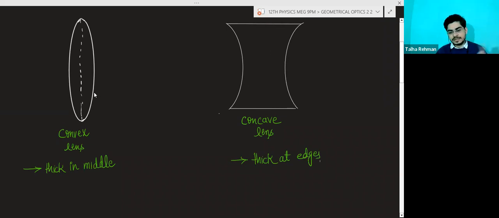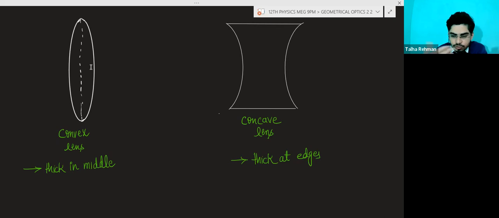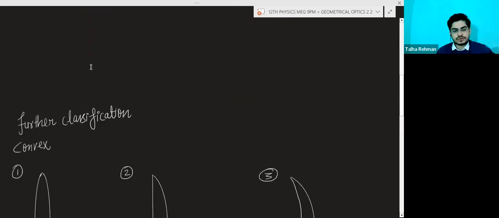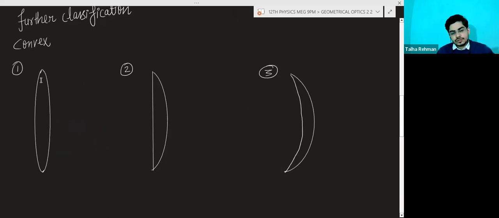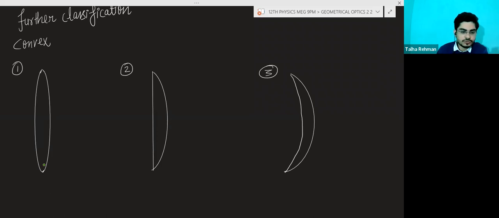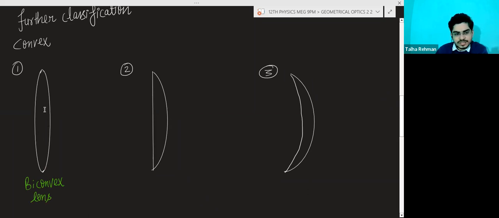So broadly, we define the lenses, and mostly we will use these types of lenses where both surfaces are convex or both are concave. But there is further classification also. If you get a lens where both surfaces are convex, then you will say this is a biconvex lens. Bi means two. Two convex surfaces are there.